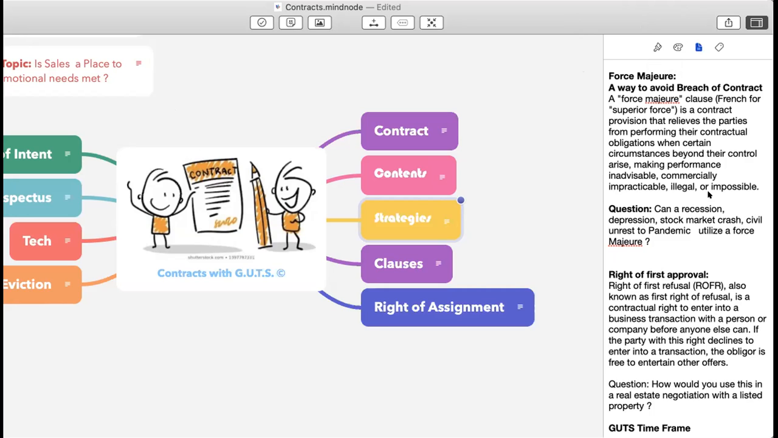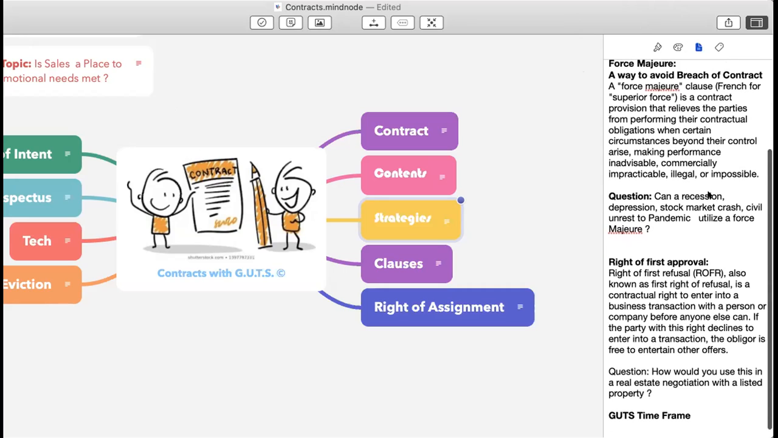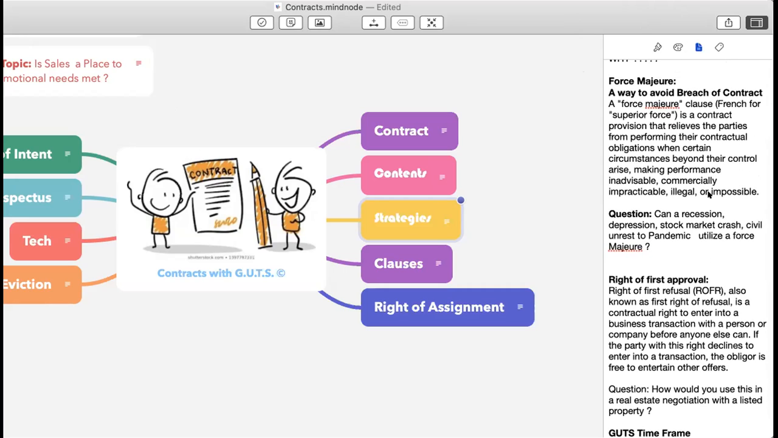One of my favorite, let's see here. Keep the contract short. Force majeure. Okay. This is a way to get out of the contract. Sometimes we want to get out of a contract, right?